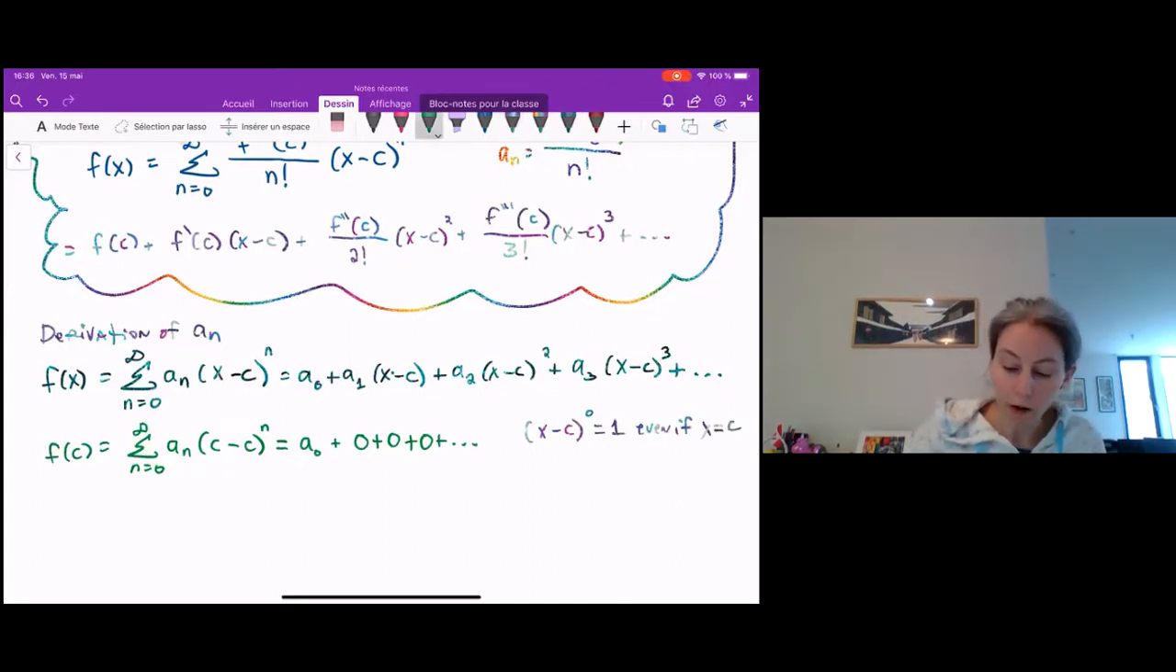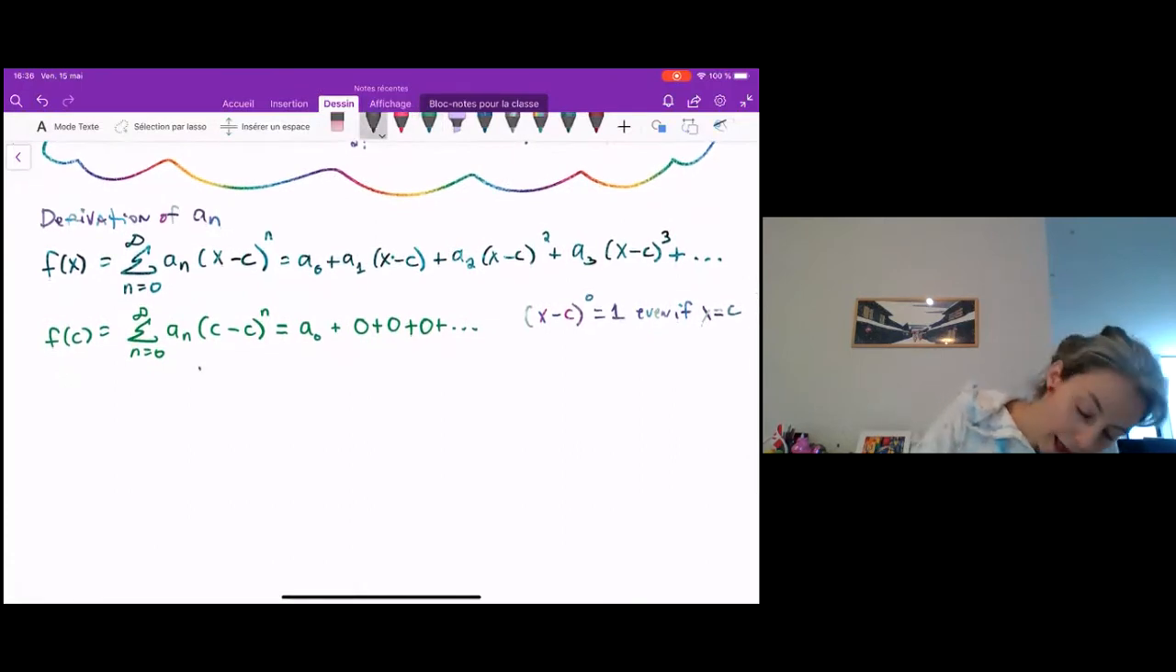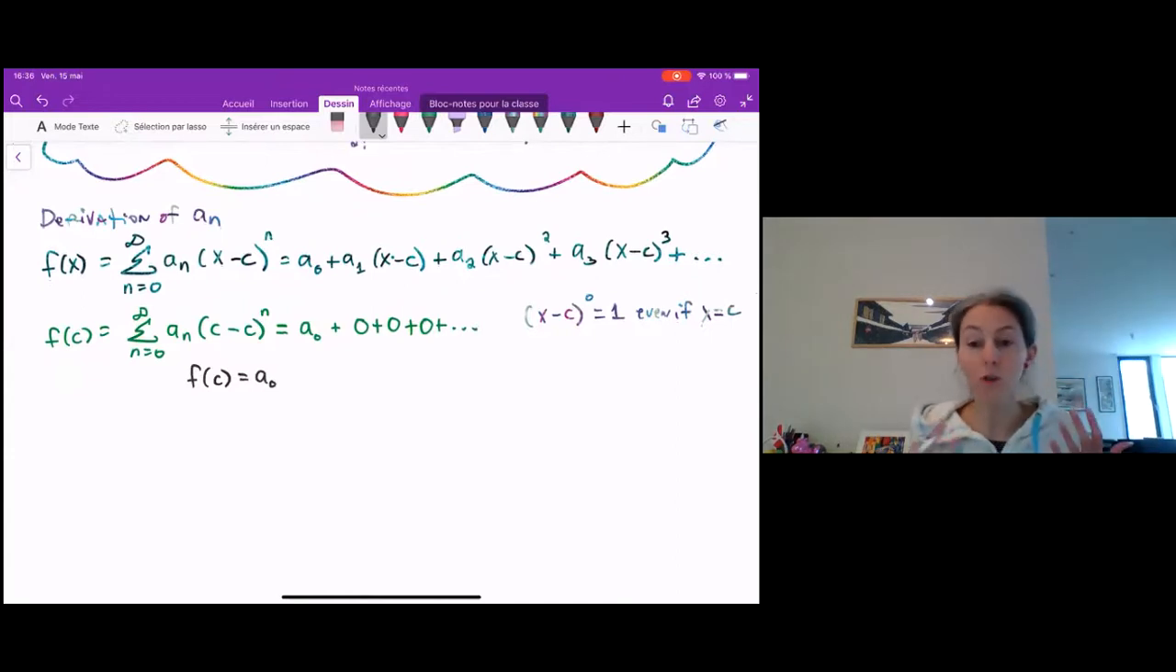So what we got here then is that f of c is equal to a sub 0. So we actually just found a value for a sub 0. So now what we're going to do is we're going to take the derivative of this thing.